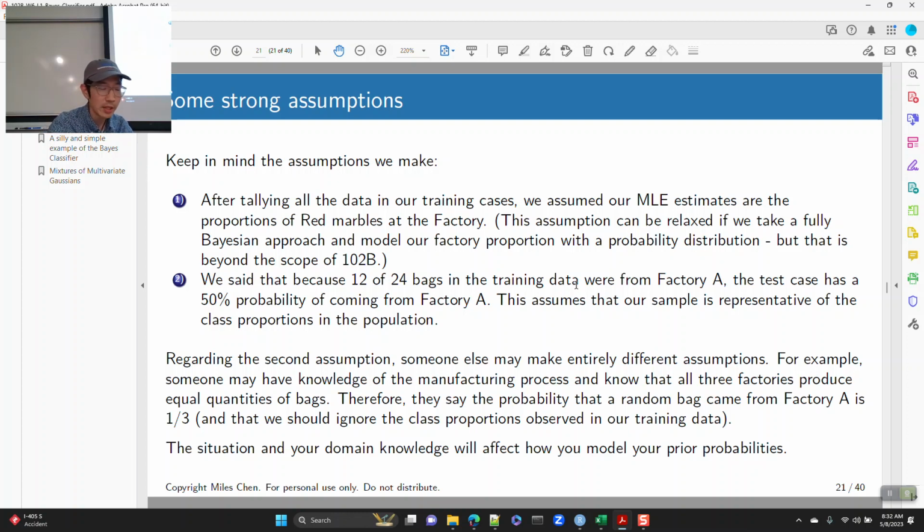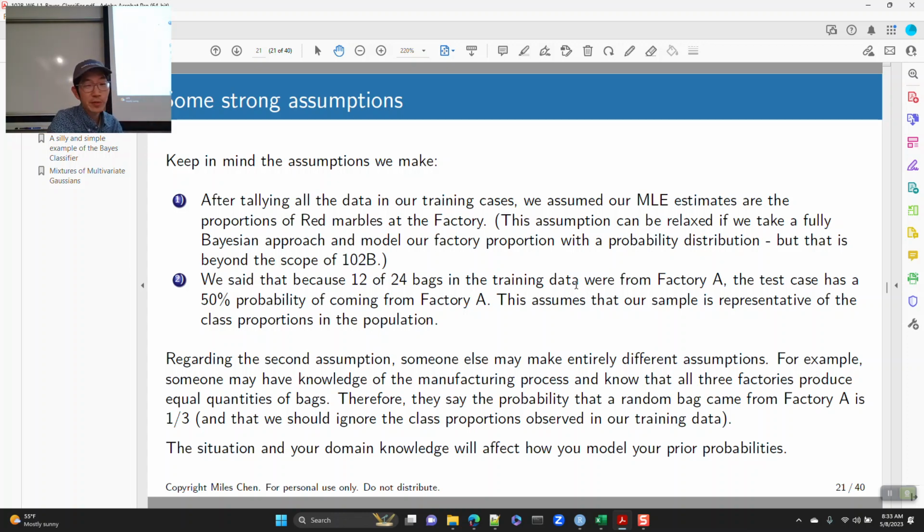Okay. And then the other big assumption we made was that, well, we got 24 bags here, and because half of our bags came from factory A, we're also assuming that factory A is responsible for half of all marble production, okay? So we're assuming that our sample is representative of the class proportions in the population.